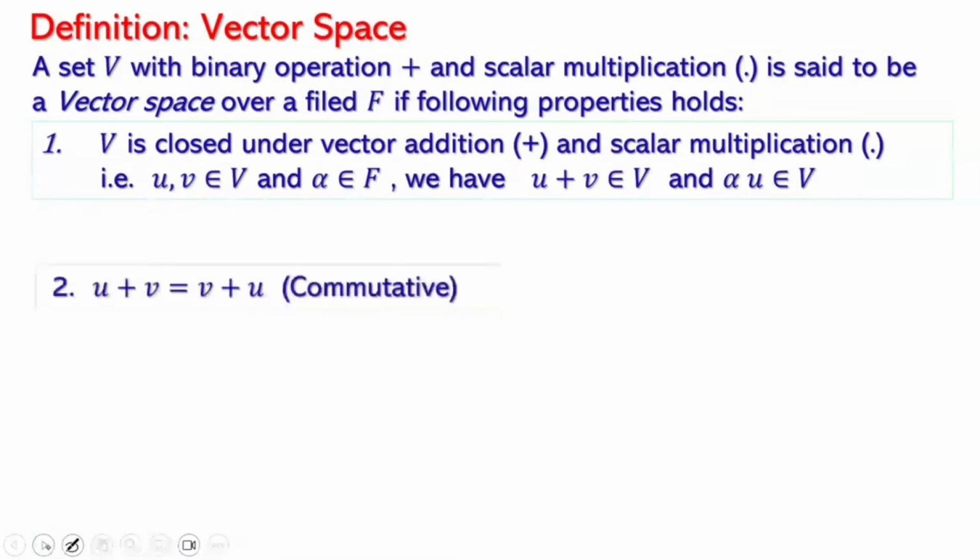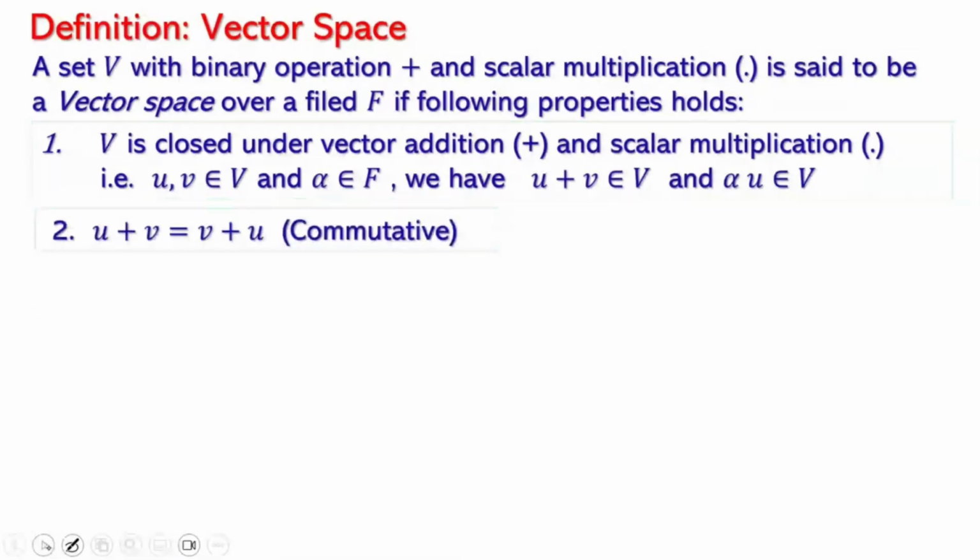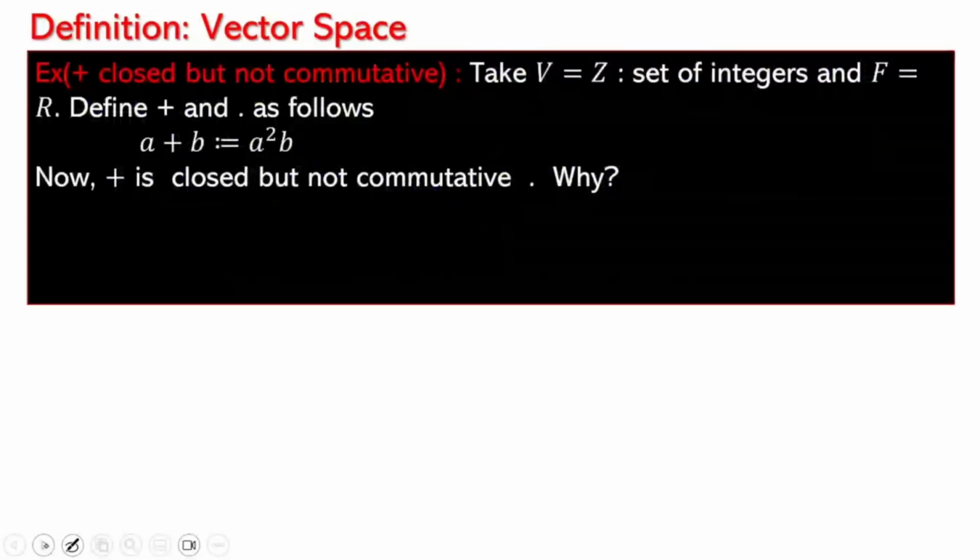Let's have the next property. The next property is that u plus v is equal to v plus u, so it should be commutative. For example, here we take V equal to Z, the set of integers, and F the real numbers. Define the addition as a plus b equal to a square b. Now under this operation, the set is closed, but it is not commutative. Why? We'll explain it now.